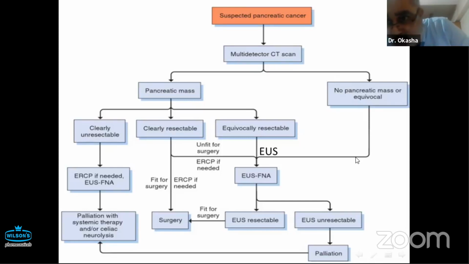The SUV max returns to normal even in the presence of a mass, because EUS can see the mass but cannot know if the mass is necrotic or became inactive. EUS cannot judge that, even by the vascularity, because as you know, duct adenocarcinoma is very hypovascular from the start, even aggressive duct adenocarcinoma is hypovascular.